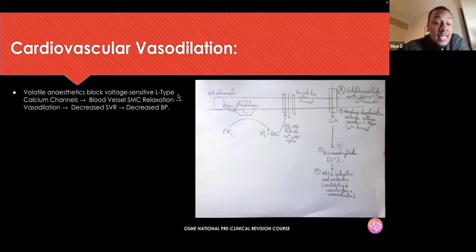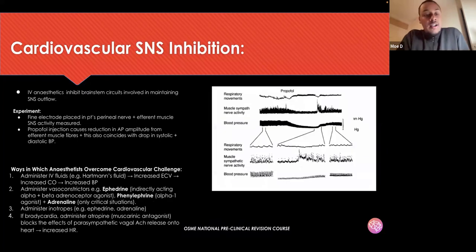And what volatile anesthetics do is that they block the L-type calcium channel, so you get no calcium influx, no rise in intracellular calcium concentration, and hence you get smooth muscle cell relaxation. And then this results in vasodilation, and then you get decreased systemic vascular resistance. And as blood pressure is cardiac output times systemic vascular resistance, you get decreased blood pressure. And now, the previous two slides were focusing on volatile anesthetics.